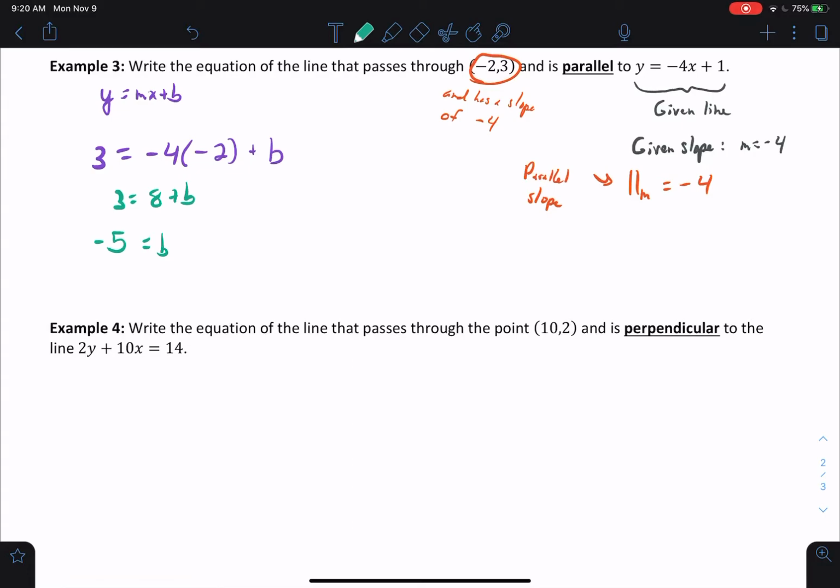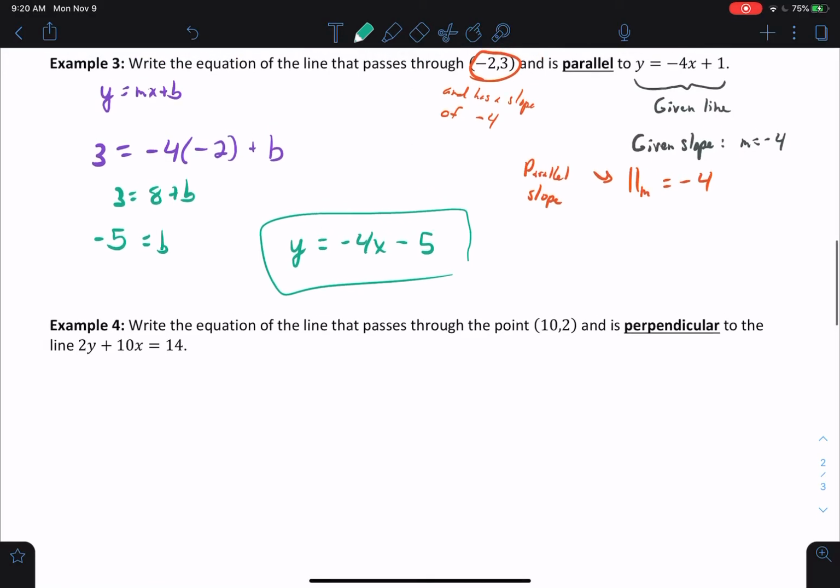So what's the equation of this line? y equals -4x minus 5. Notice how it has the same slope as my given line, but a different y-intercept. Therefore, it is parallel. What about example 4?